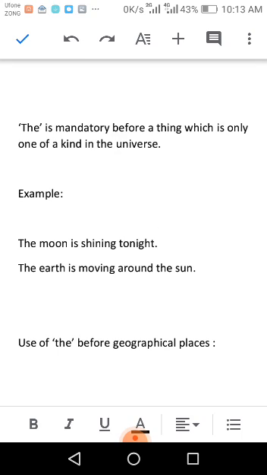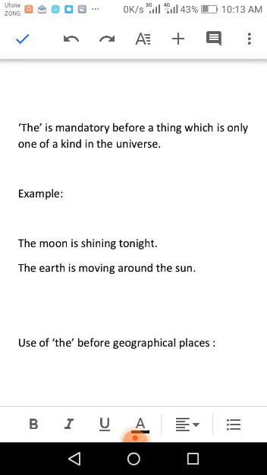Anything which is one and only in the whole world, you would definitely place the before it. The best: when we say the best, why do we place the before best? See, I had told you that before any descriptive adjective you need to place the indefinite article a or an, but here I'm saying the best man. Why? Because best means one and only.